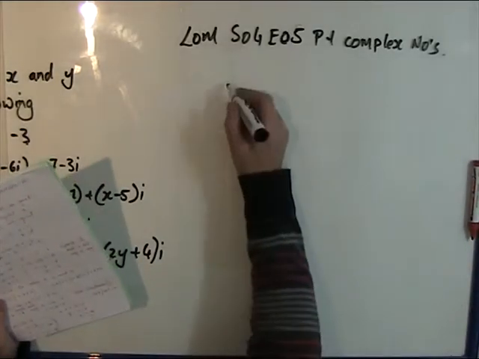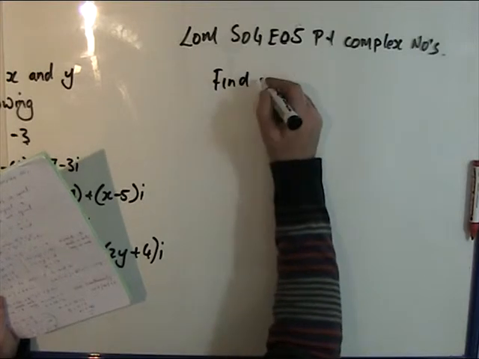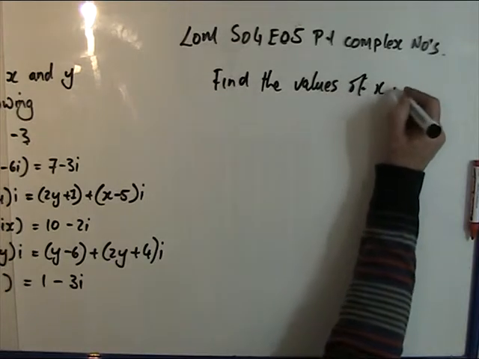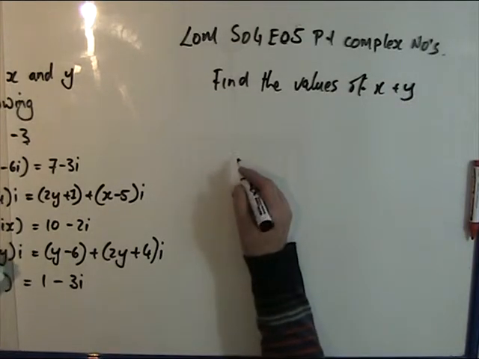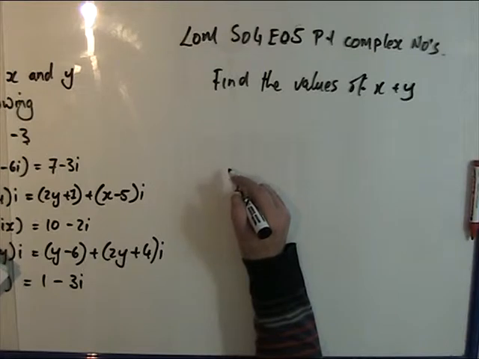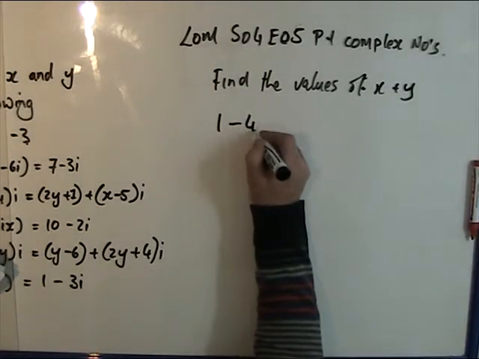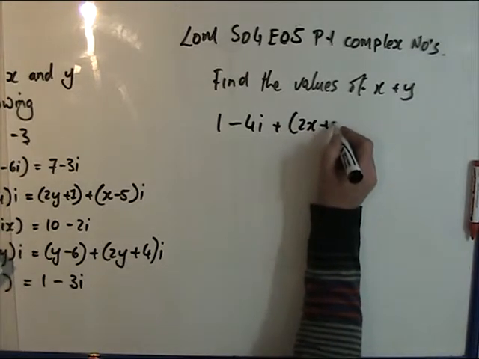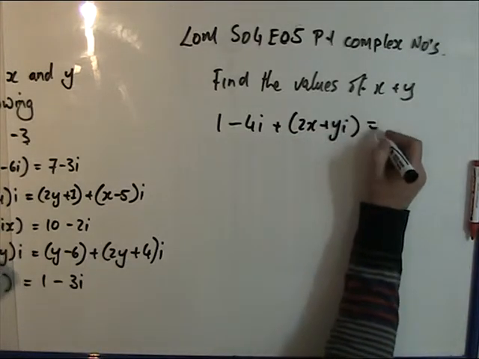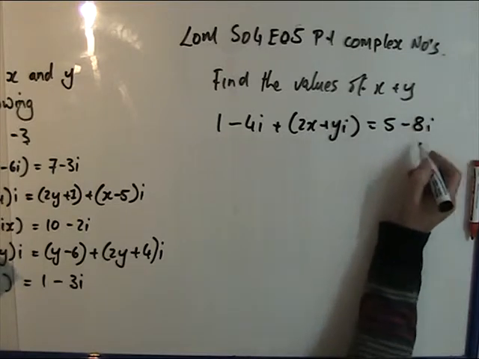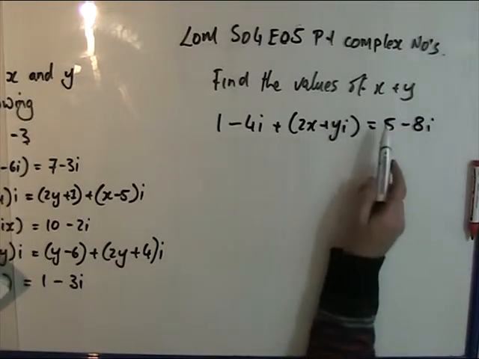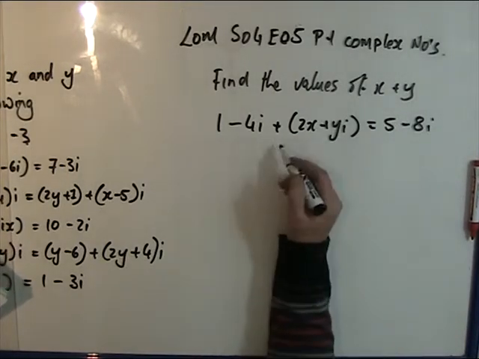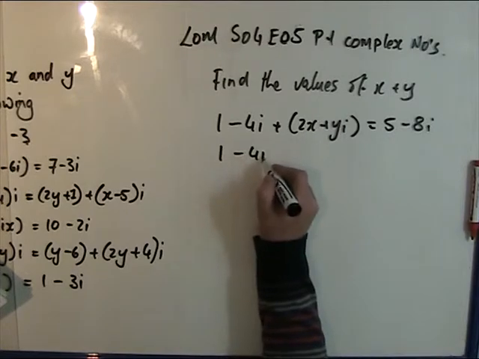Right, so it says find the values of x and y. Okay, so here we are given the equation: 1 minus 4i plus 2x plus yi is equal to 5 minus 8i. So the question would say, find the values of x and y. So you'd look at this and start, okay, let's solve out this equation. Let's remove the brackets and simplify it if we can.